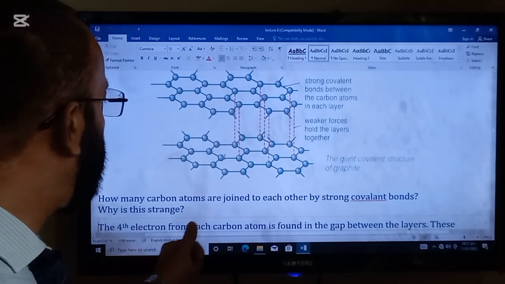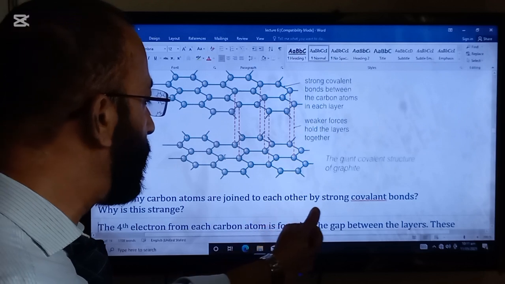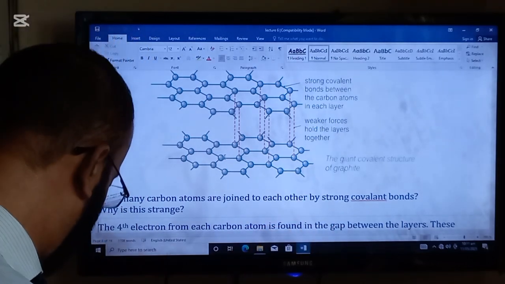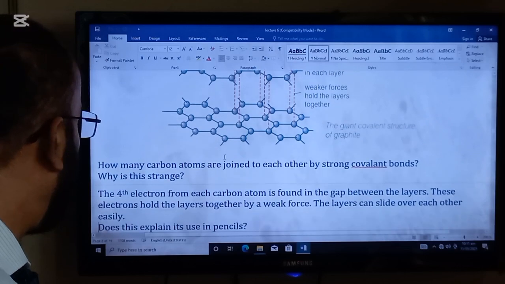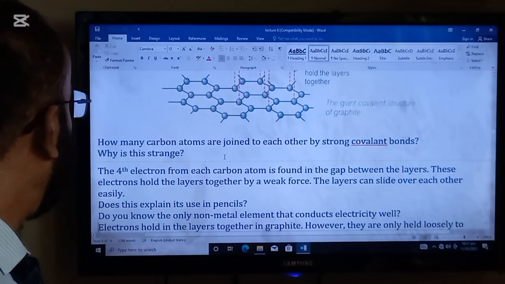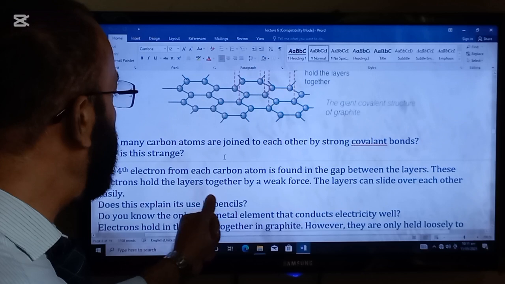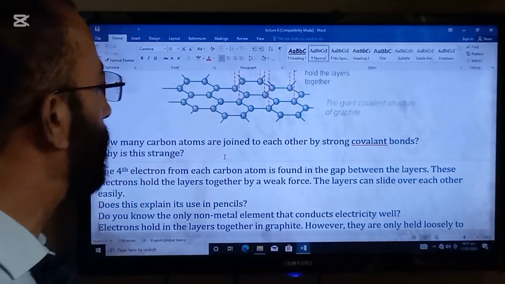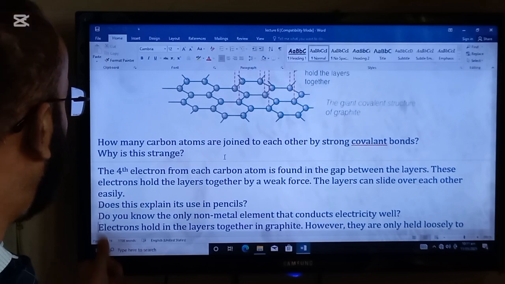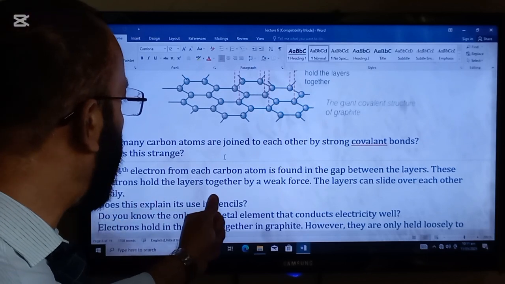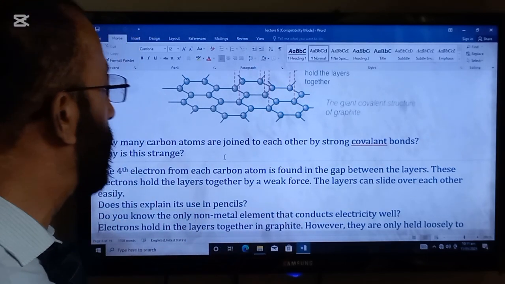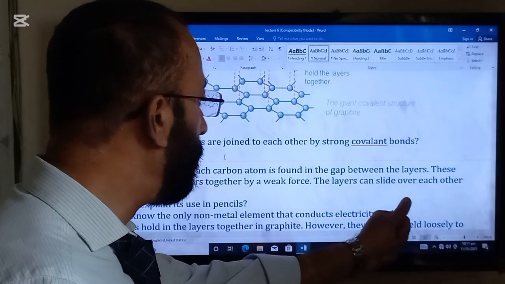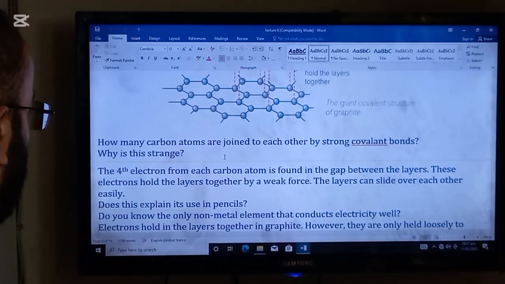How many carbon atoms are joined to each other by strong covalent bonds? Here is a question. And why is this strange? So read it. The fourth electron from each carbon atom is found in the gap between the layers. These electrons hold the layers together by a weak force. The layers can slide over each other easily.